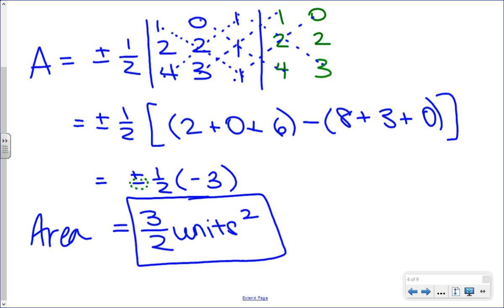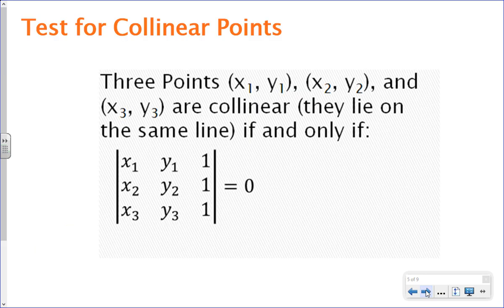What do you think? What would it mean if we set this up and the determinant was 0? Hey, it's not a triangle. More specifically, what would be true about our 3 points? If 3 points don't make a triangle, they make a line. So if you put 3 points into this determinant and it is 0, that means your 3 points are collinear, meaning they lie on the same line.